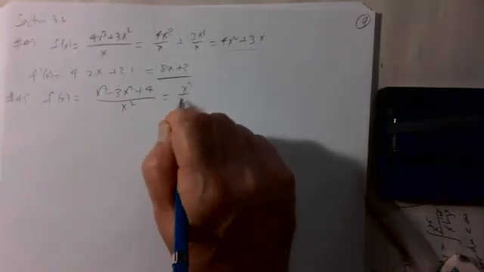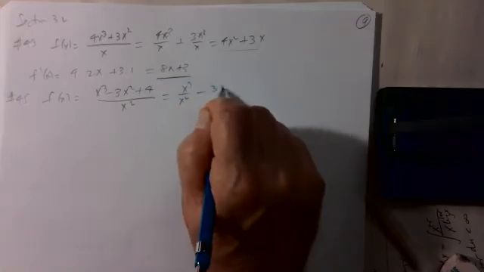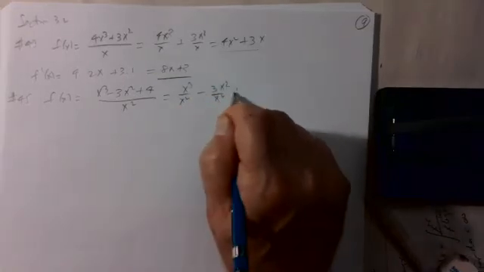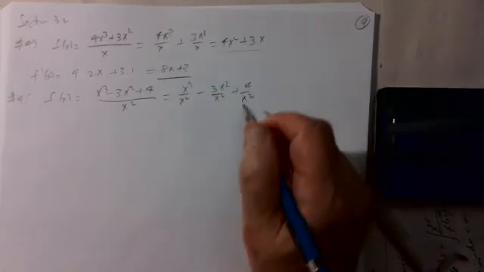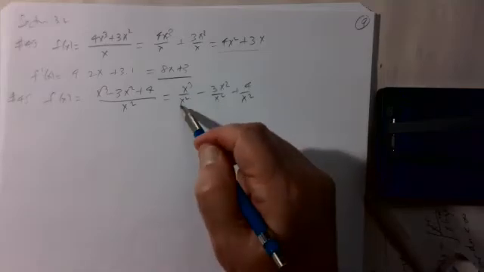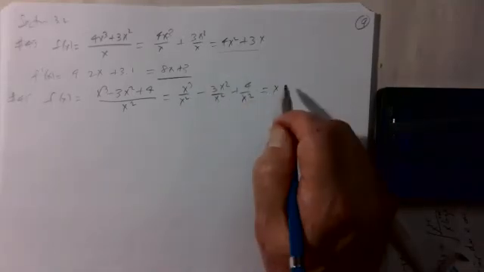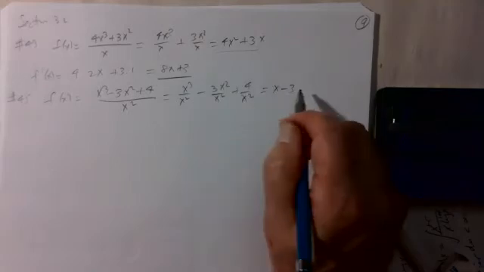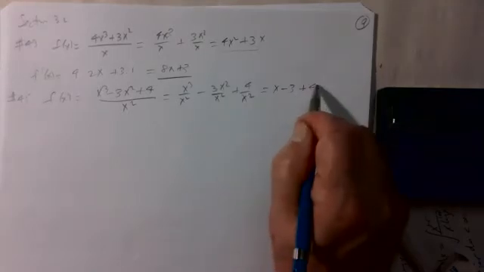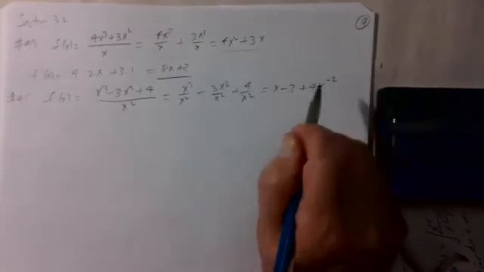This is x cubed over x squared minus 3x squared over x squared plus 4 over x squared. X cubed over x squared is x. Here the x squareds cancel, you get minus 3, and this is 4 over x squared, or I can write that as 4x to the minus 2.